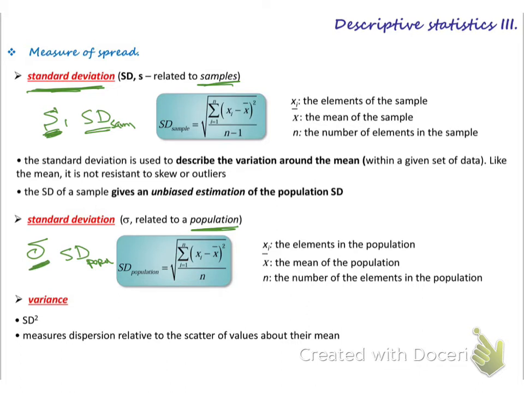Most of the problems which you will have here in the medical sector and biostatistics will use S, okay? The main difference between the standard deviation of the sample and of the population is in the formula: the denominator of the sample is n minus 1, and here it is divided by n. That's why you will always find the sample standard deviation is higher than the population standard deviation, because the denominator here is smaller than this denominator.